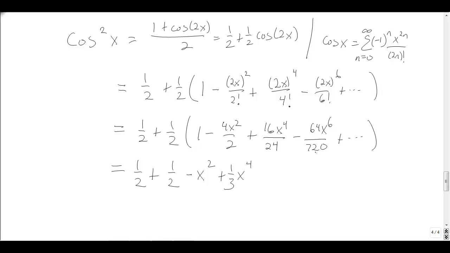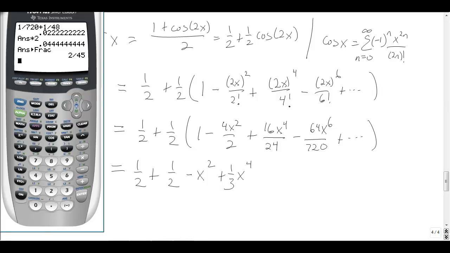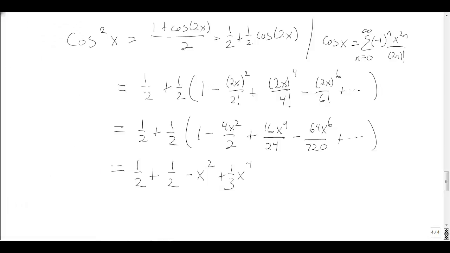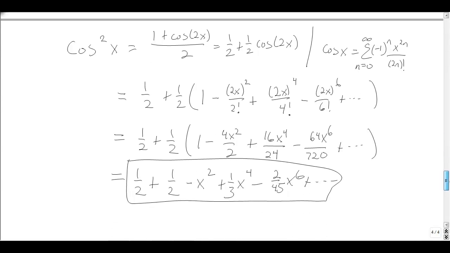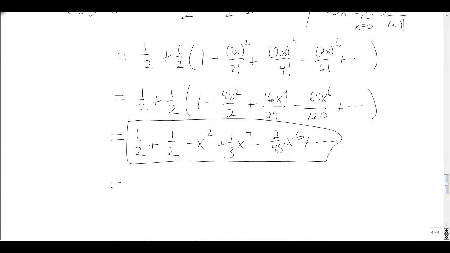And then 64 over 720, let's see, you get 64 divided by 2 is 32 over 720. And that was, if I go back, 32 over 720 divided by 720. I think that's the same thing we had before. Yeah, 2/45. So what we should get is minus 2/45 x to the 6th plus blah, blah, blah. Now this should match what we had before, does it? Oh, sorry. Should be close. Now what I have to do is 1/2 plus 1/2 is 1 minus x squared plus 1/3 x to the 4th minus 2/45 x to the 6th.